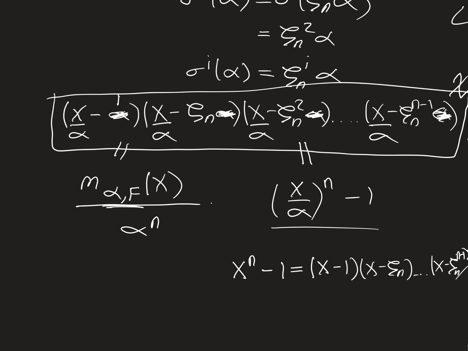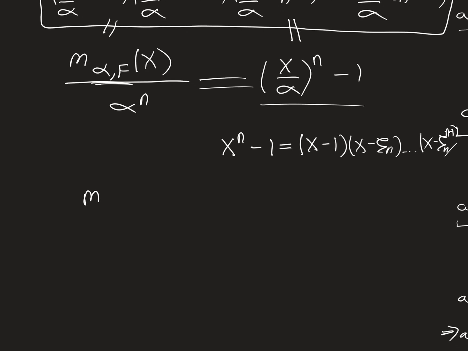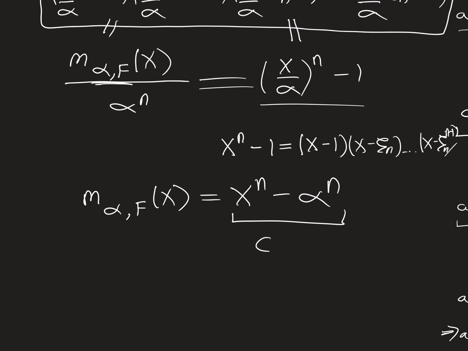So this means that the minimal polynomial divided by alpha to the power of n is equal to this, and now just multiply back through by alpha to the n, and we get therefore that the minimal polynomial for alpha over F in the variable x is going to be x to the power of n minus alpha to the power of n. And because this is a minimal polynomial, this must be irreducible over the ring of polynomials over the field F, so in this set.